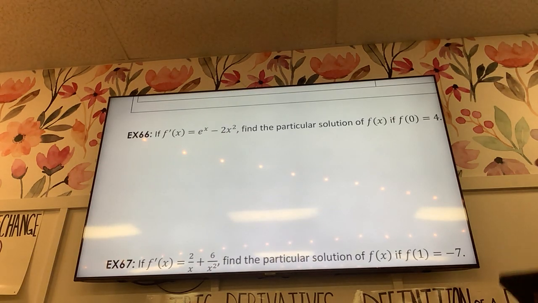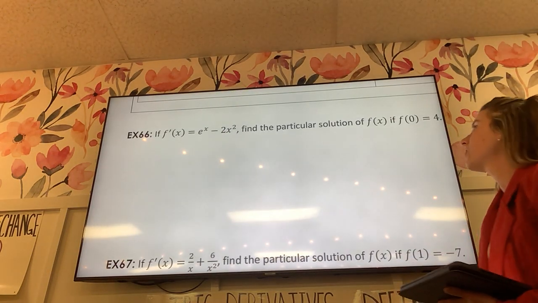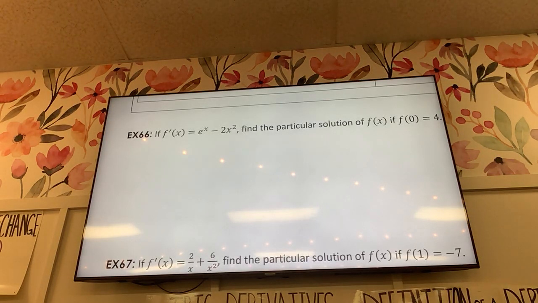So this one says, if f prime of x equals e to the x minus 2x squared, find the particular solution of f of x if f of 0 equals 4. So this guy right here is telling me that I need to figure out what C is. Find C. So I'm going to integrate e to the x minus 2x squared.